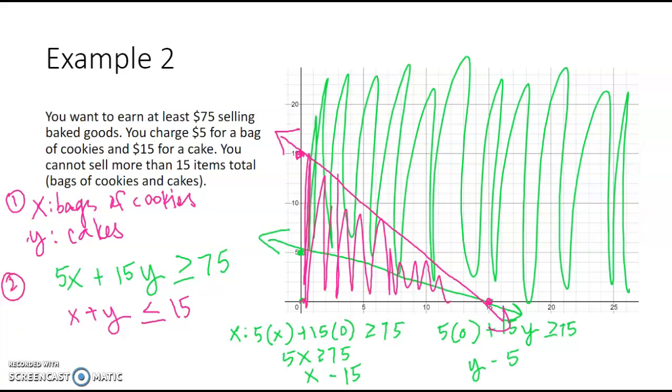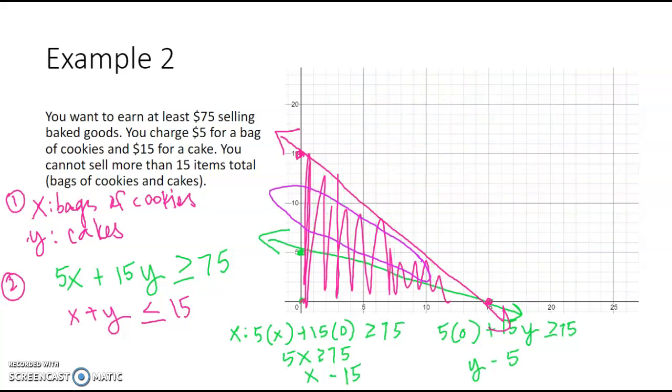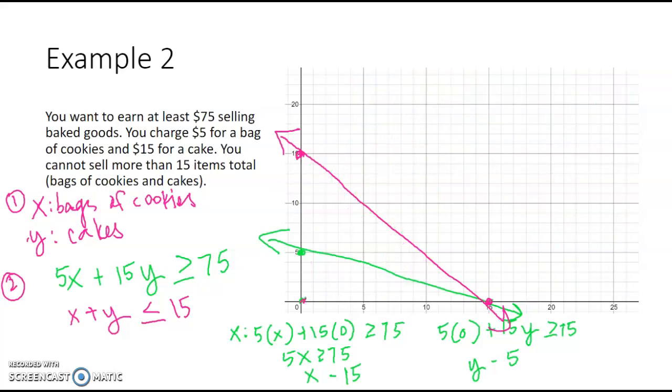Last step, figure out where these two solution sets overlap. That happens right here between my two functions. So that must be the solution to this system of linear inequalities. So this shaded region right here is my solution set. That means any ordered pair within this shaded in region is going to satisfy both of my linear inequalities at the same time.